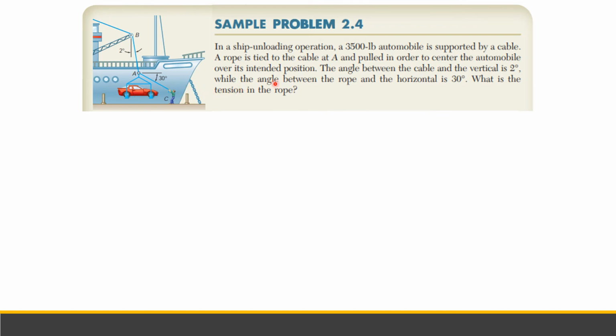The angle between the cable and the vertical is 2 degrees, so it is almost vertical. In this problem, it is alright to exaggerate the angles, because if you follow the actual 2 degrees, you will have difficulty solving, since it is almost vertical. While the angle between the rope and the horizontal is 30 degrees as shown. So this is the 30 degrees. What is the tension in the rope?